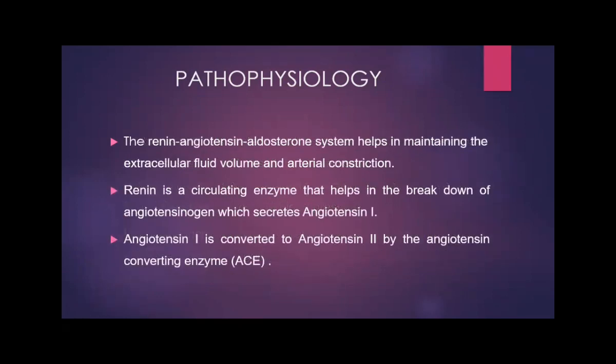So the renin, angiotensin, aldosterone system helps in maintaining the extracellular fluid volume and arterial constriction. Like I said, this system is responsible for maintaining the amount of fluid that is in the body. And how does it do this? By sensing the amount of fluid that is in the heart.